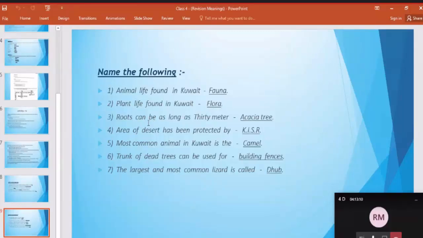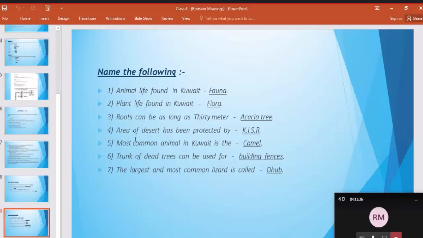Third one. Flora. Roots can be as long as 30 meters. Acacia trees. The acacia tree has 30 meters long roots. That is called as a tap root, which pulls the water from the underground. Understand? These trees are easily grown in the desert. Why? Because the roots are long and they can pull the water from the underground.